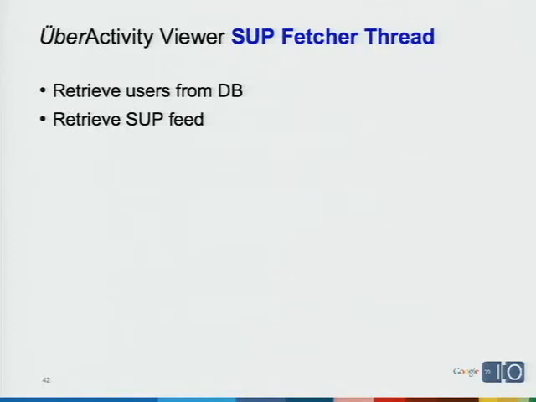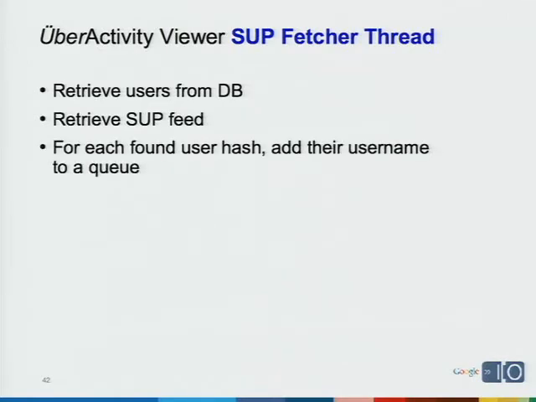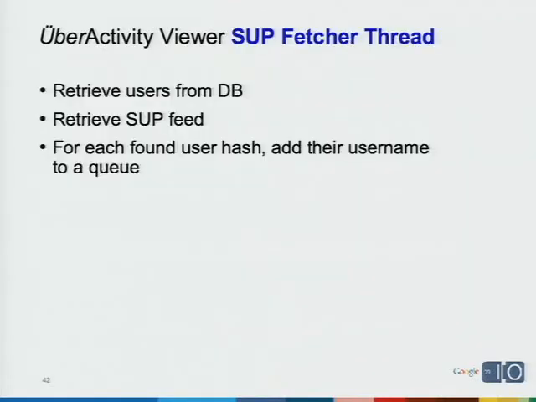Okay, so the sup fetcher thread, what does the code look like there? Well, it's going to have to retrieve users from our database, and kind of an implicit part of this is when the website adds you, it actually does that step of adding your token to the database for our Java daemon. We could have done it in the Java daemon, but we're lazy. So we have the users now, and we retrieve the sup feed. For each of the user hashes we find, we add their username to a queue, and oh yeah, that's it, right? Because what else do we have to do? The activity fetcher threads take care of the rest.